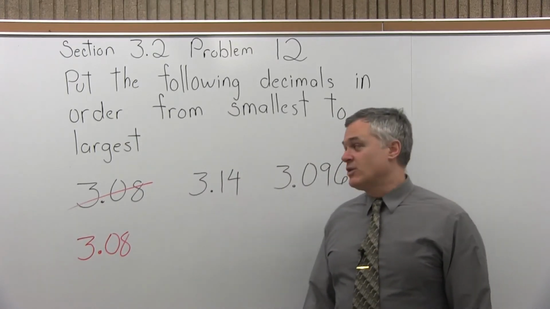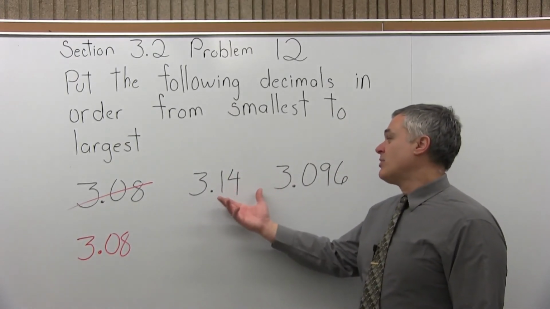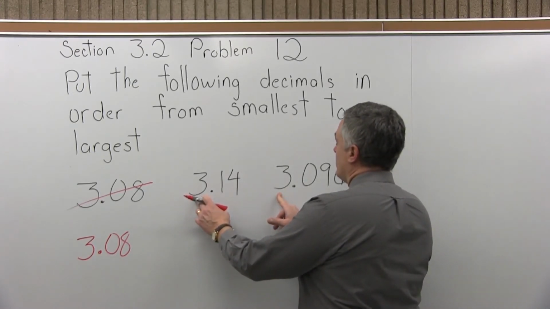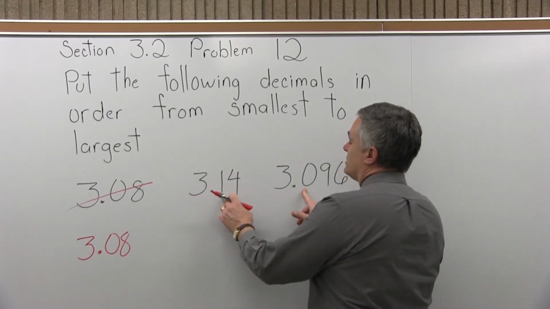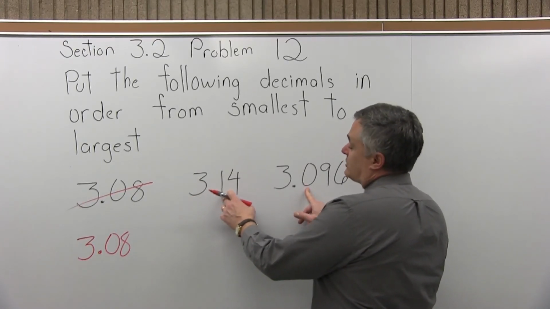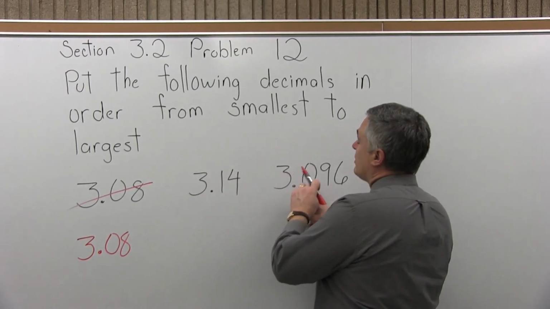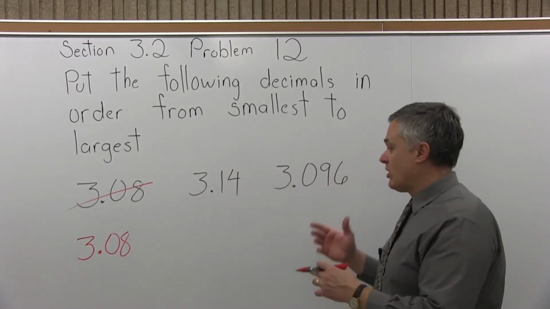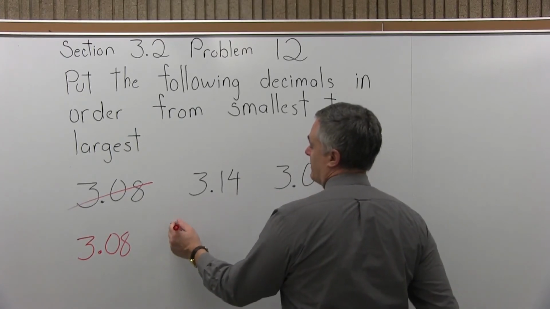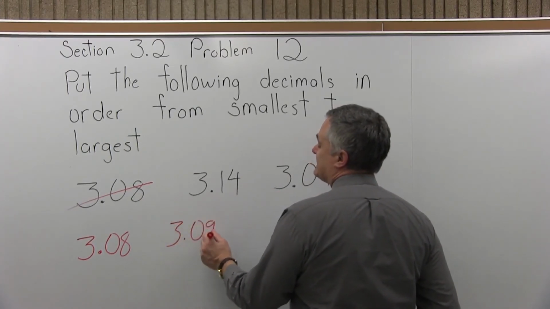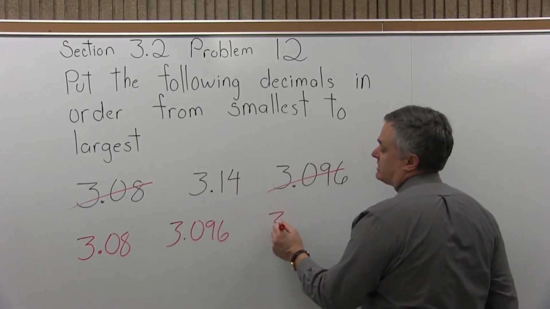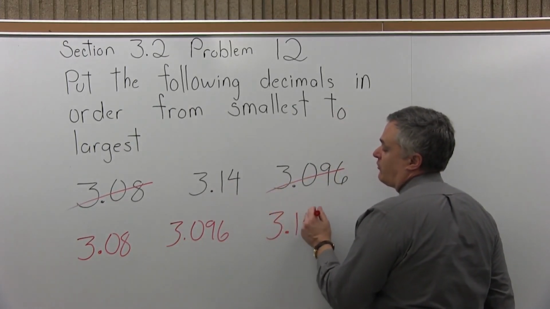Now next I want to find the one in the middle. I'm comparing 3.14, 3.096. Again, when you compare those, there's a tie at the 3, but when I move in just one digit to the right, 3.1 compared to 3.0 is larger. So 3.096 is smaller. The next one up in my list will be 3.096, and that leaves only one left, which would be the largest in my list, 3.14.